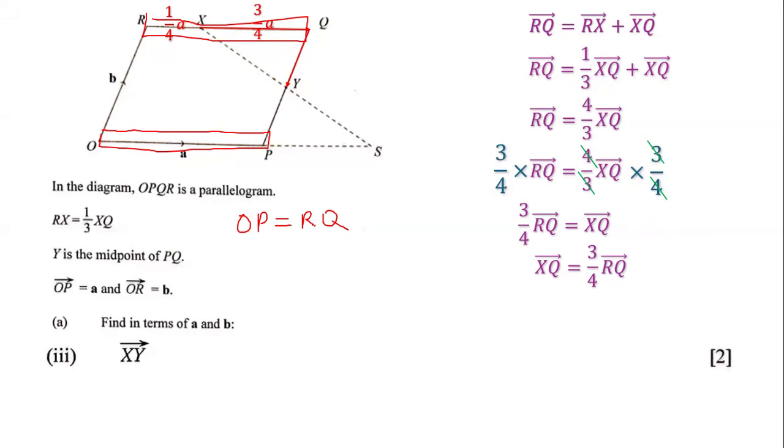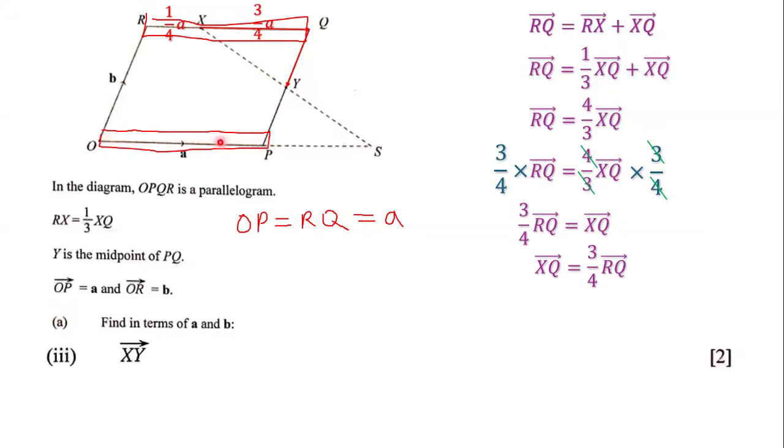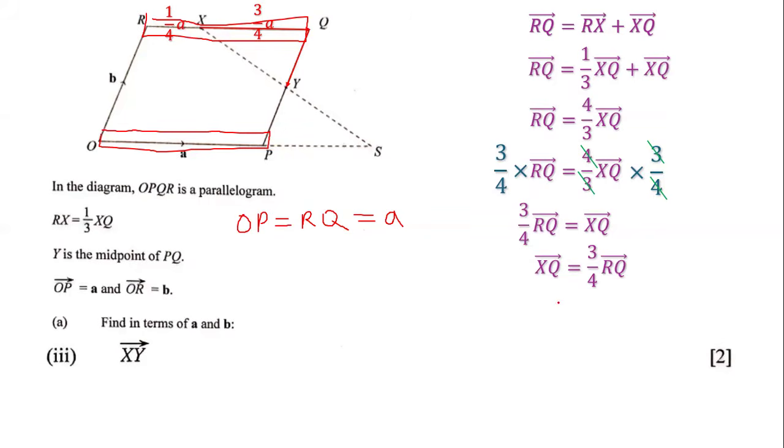So OP is equal to RQ, which is equal to a, because OP is equal to a. So if this whole line right there is a, then this whole line right there must be a. So if XQ is equal to 3/4 RQ, then what does that mean? That means that XQ, let me write it down, is equal to 3 over 4 a.